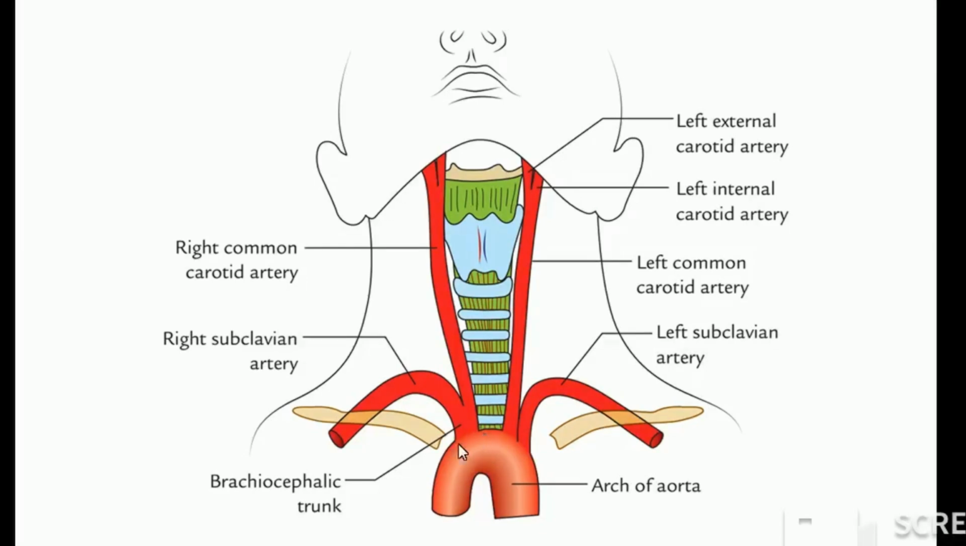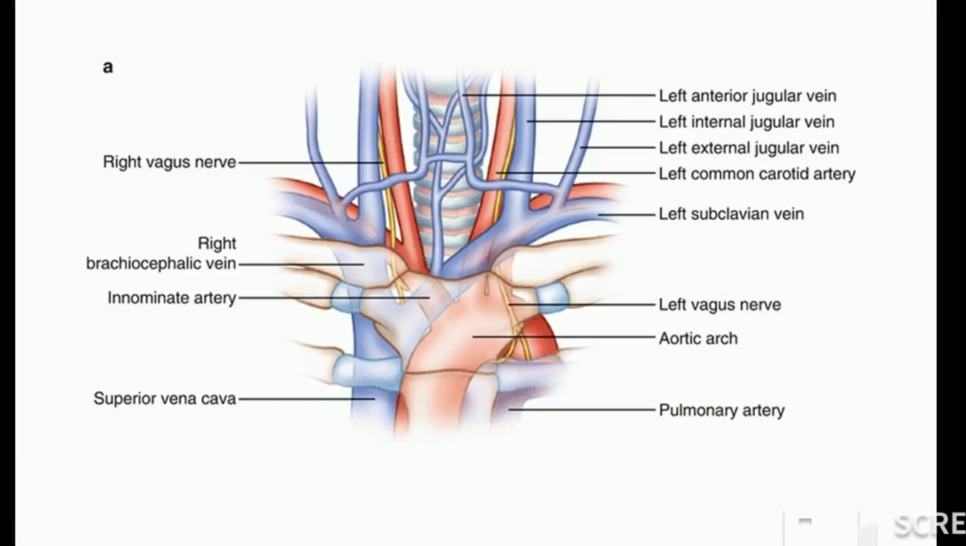On the right side, the arch of aorta will give the brachiocephalic trunk, and from this brachiocephalic trunk we will get the right common carotid artery. Whereas on the left side, the left common carotid artery comes directly from the arch of aorta. Okay, so this is something you have to remember about the origin. The right common carotid will come from the brachiocephalic trunk, but the left common carotid will come directly from the arch of aorta itself.